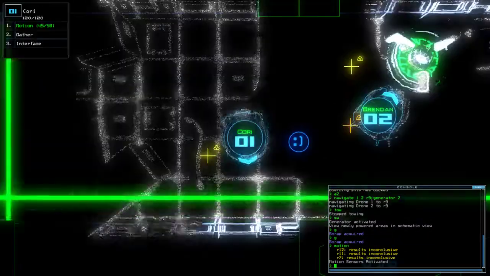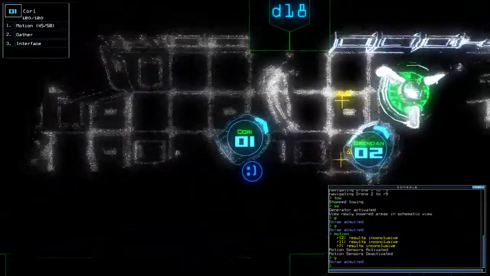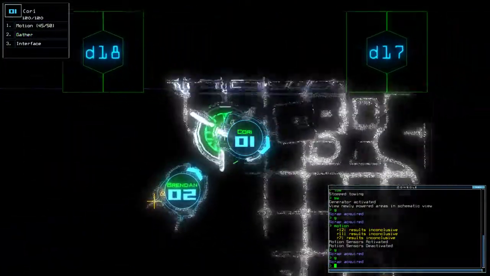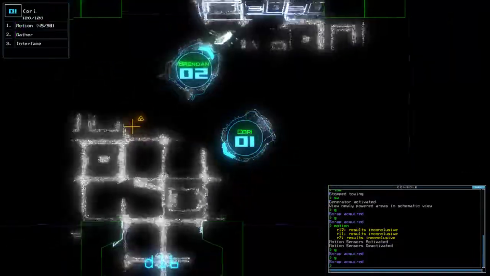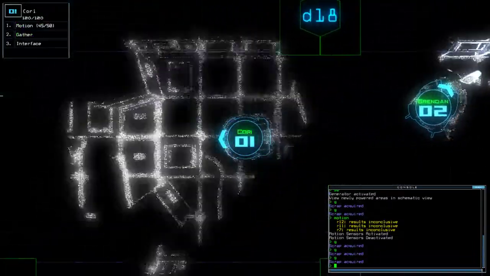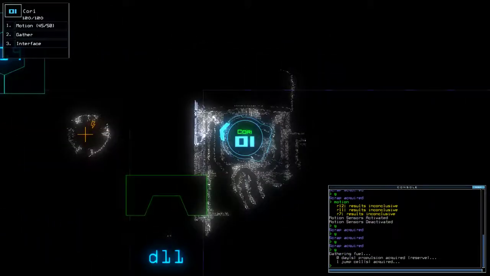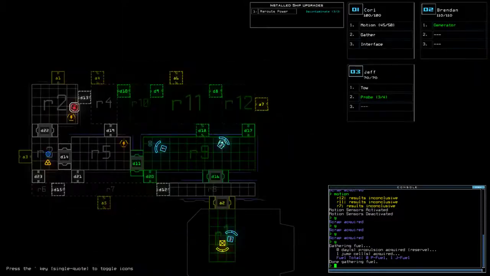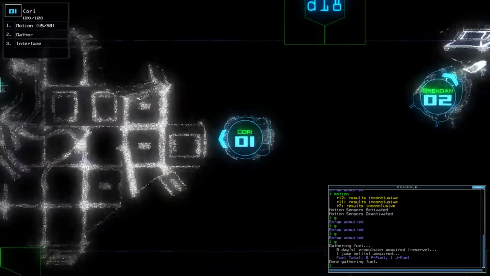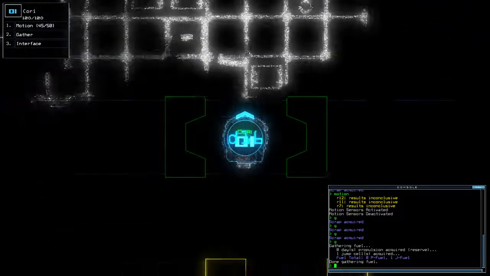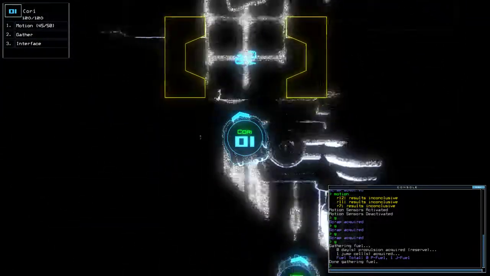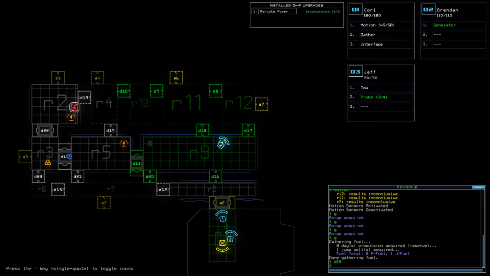So those rooms are indeterminate. Let's get all our scrap. Alright, I do hear a swarm in one of those rooms, so it's through the wall. So let's do D16.